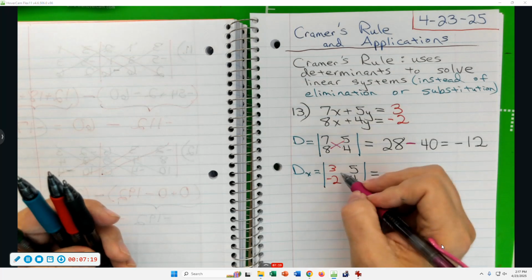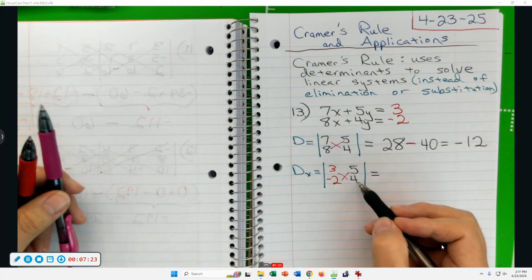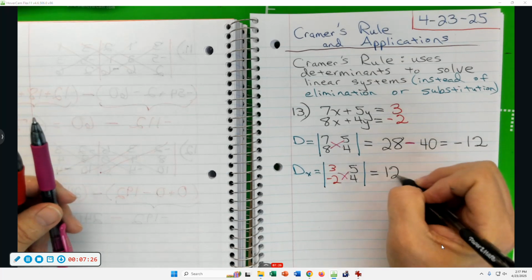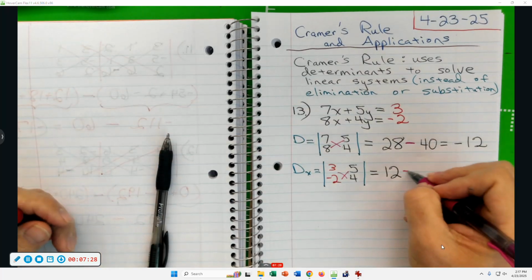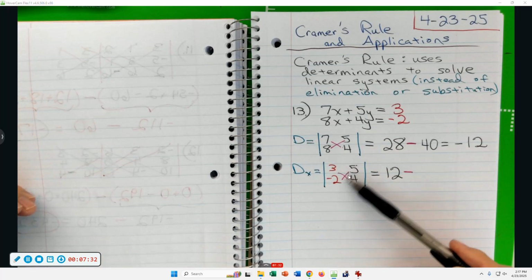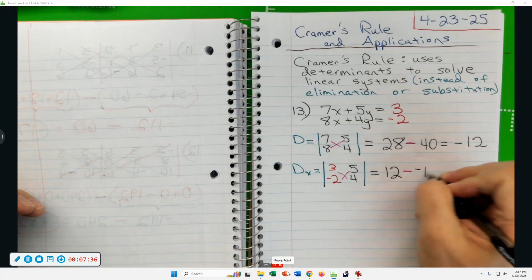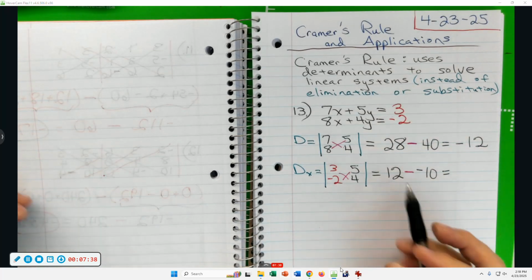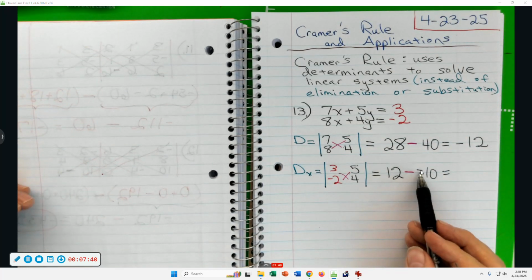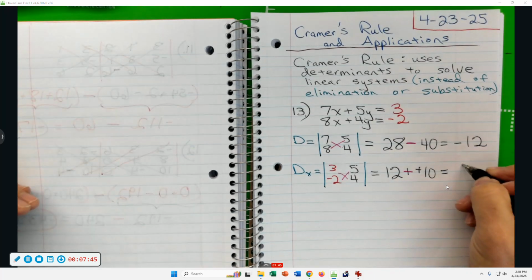And remember, multiply minus multiply. 3 times 4 is 12. Oh, this is good. Minus, what am I going to get for this cross product here? Negative 10. Watch those double negatives. 12 minus a negative 10, that's 12 plus 10, which gives me 22.